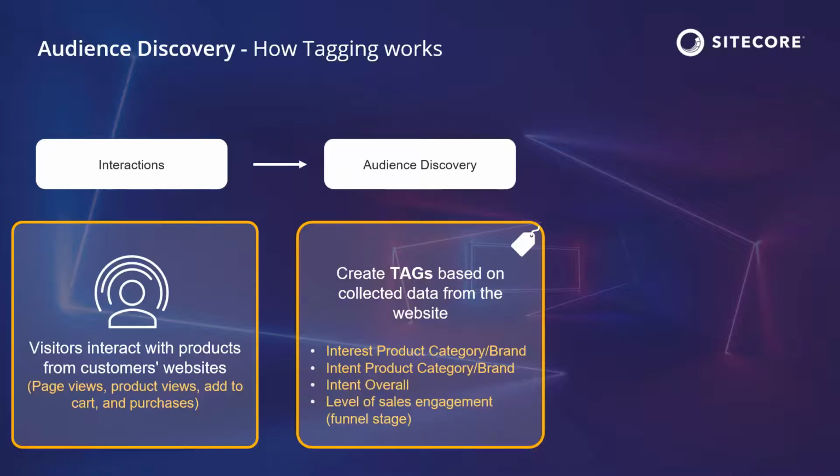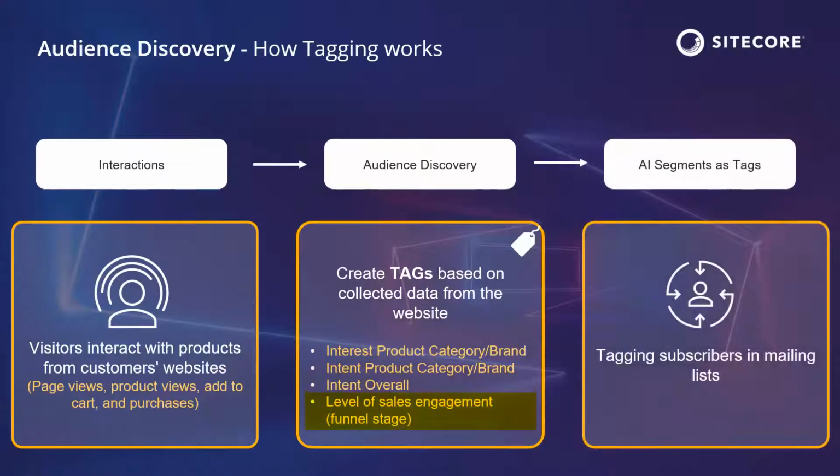Sitecore Audience Discovery then applies multiple machine learning models to identify tags matching users' preferences, such as these users' interest in a product category or a brand, their intent to purchase, and their stage in a purchasing funnel. Finally, the system assigns the created tags to members of mailing lists.